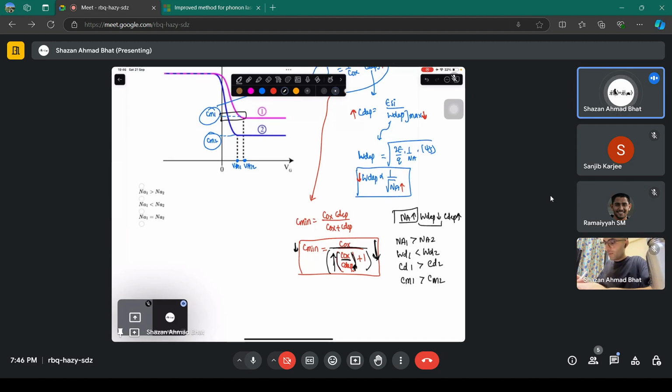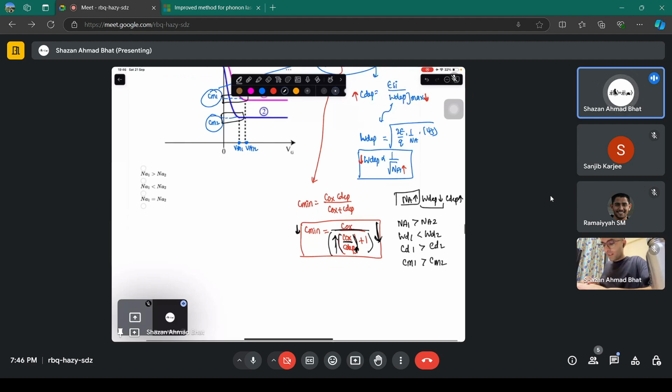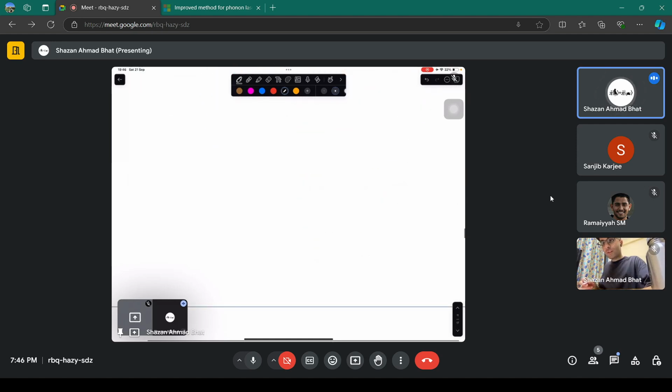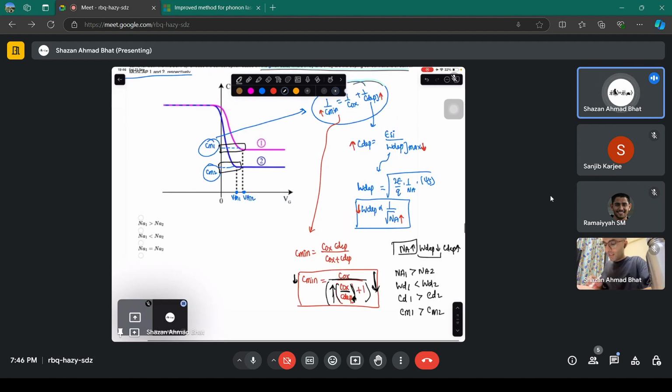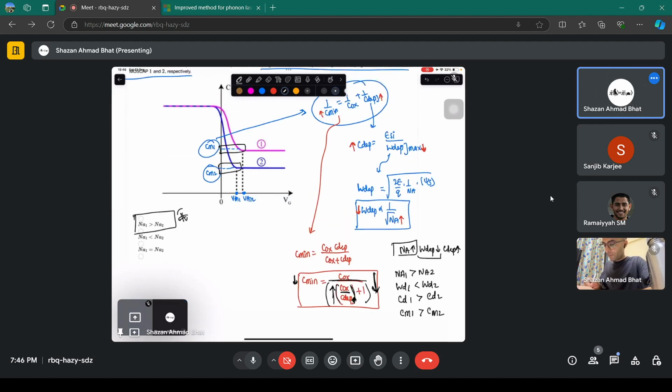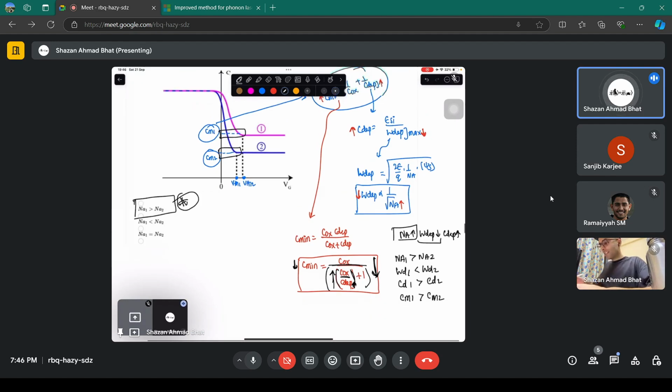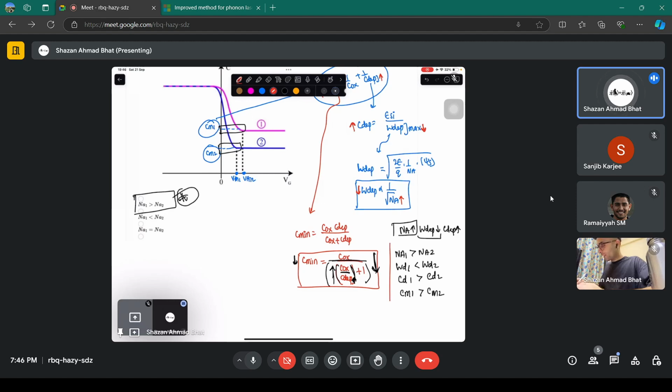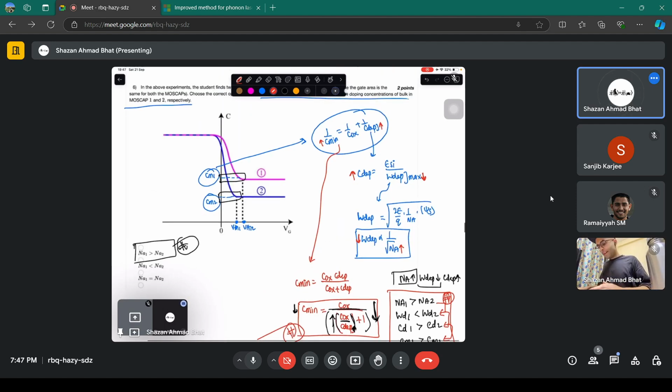This particular scenario means Na1 is greater than Na2. Is that the answer of this question? It should be. Yeah, that means Na1 is greater than Na2. This is overall the flow of this. One by one, go from this to this, this to this, this to this, using this equation. You don't have to do any calculations.